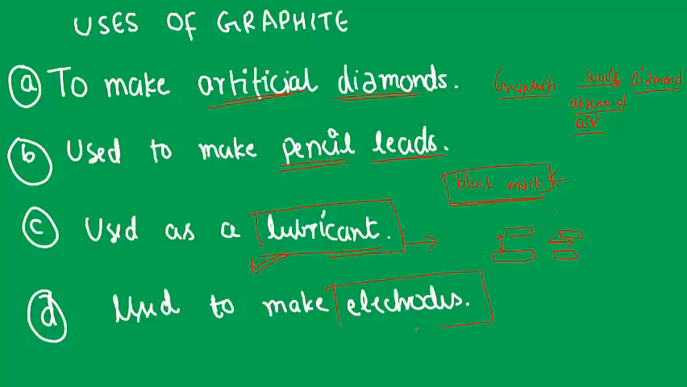Graphite is also used to make electrodes. We use a smelting process for aluminium. If electricity is used in the smelting process of aluminium, then we use graphite electrodes, or in electric furnaces we also use graphite electrodes. So these are some of the uses of graphite: to make artificial diamonds, to make pencil leads, used as a lubricant, and used to make electrodes.